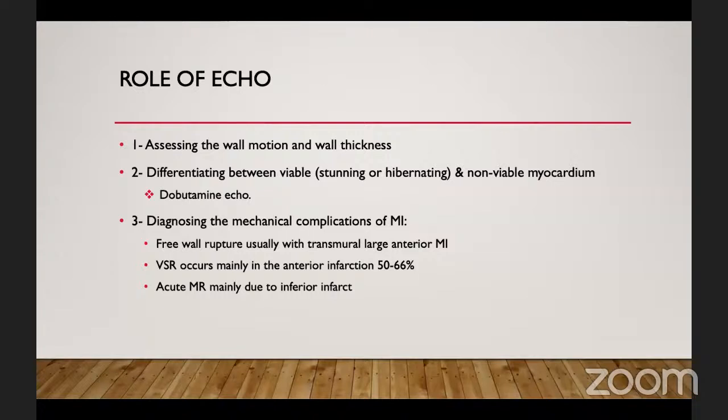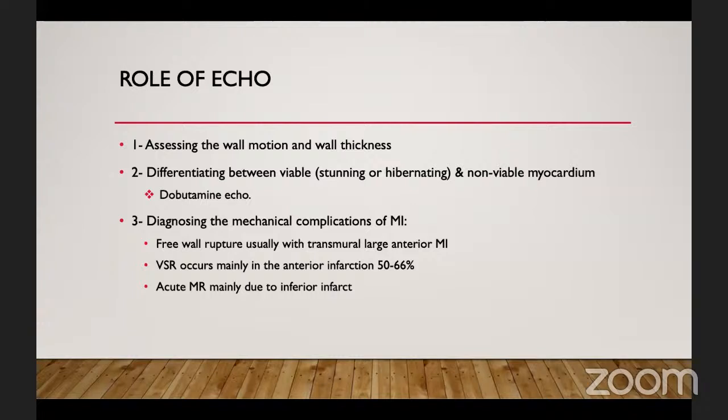Other things that might help you, we spoke about the wall thickness. So a thickened myocardium, and especially if it's increasing in thickness with systole, this indicates this myocardium is viable as it's contracting well. A non-viable myocardium will lose the normal thickness.